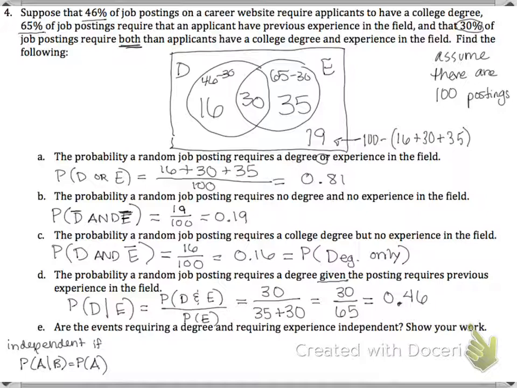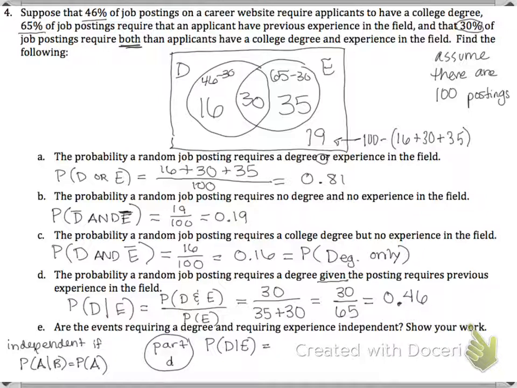So this says requiring a degree and requiring experience, are they independent? Well, the easiest way to check this is to use a given statement like we see here. So look at what we've already shown. We've already done in part D, right? We showed the probability of a degree given having experience is 30 over 65. Sorry, guys. We already showed this value, 30 over 65, degree given experience, in part D.